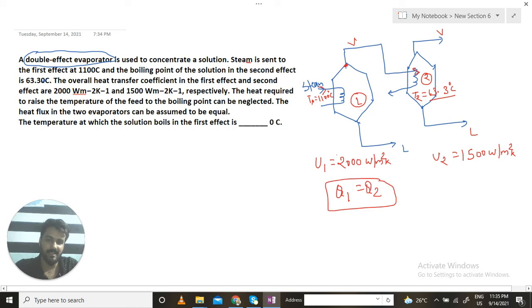Q1 is equal to Q2. So this is the main clue of this solution of this question. Okay, so Q1 is equal to Q2.